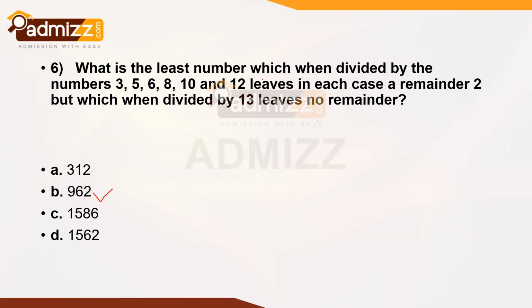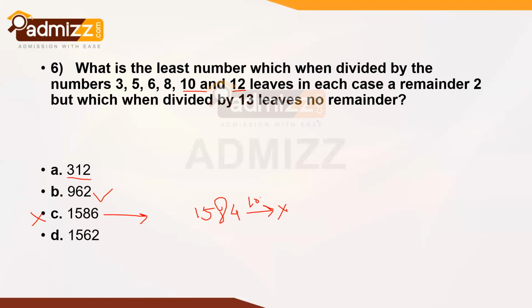Why is that the case? Take a look at this. 12, right? Take a look at 10, right? So since 10 has to leave a remainder of 2, that means that 10 has to divide 1584. But 10 does not divide 1584. 10 does not divide 1584. So option number C is out of question.